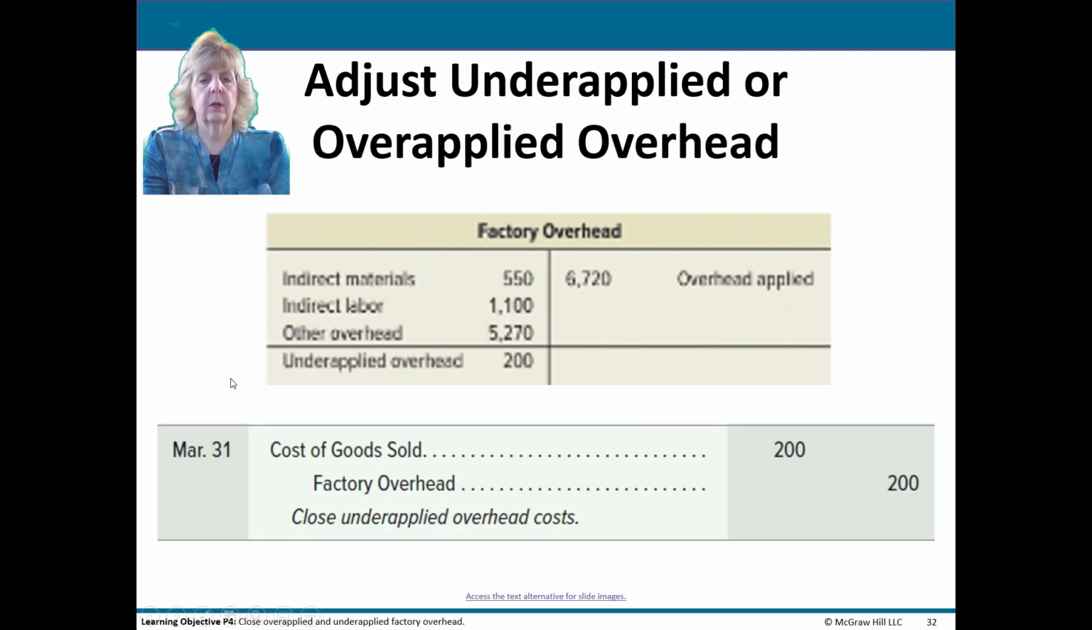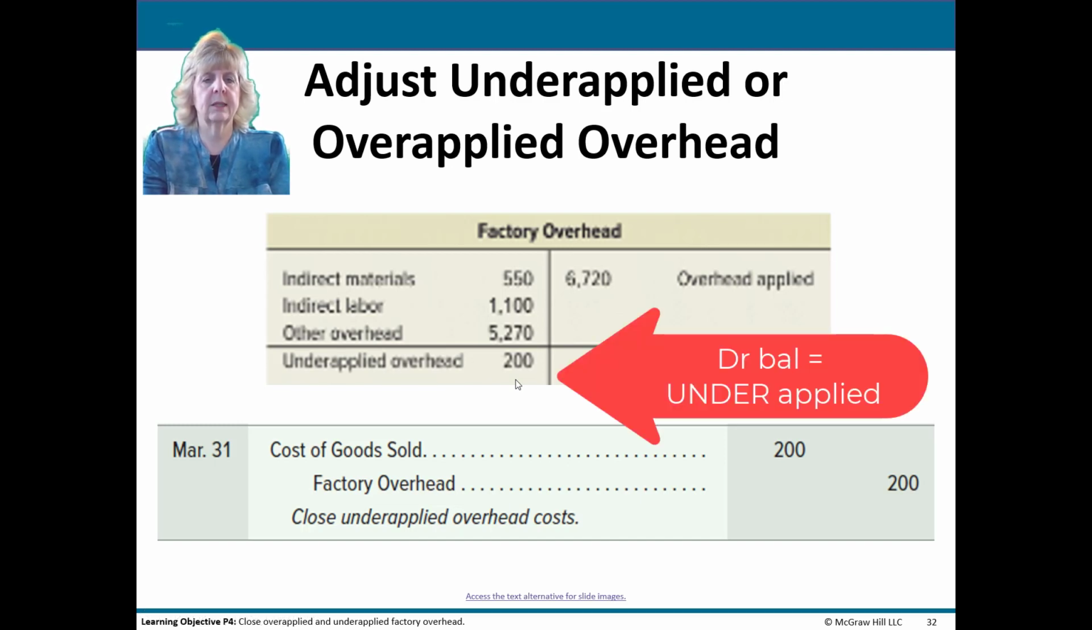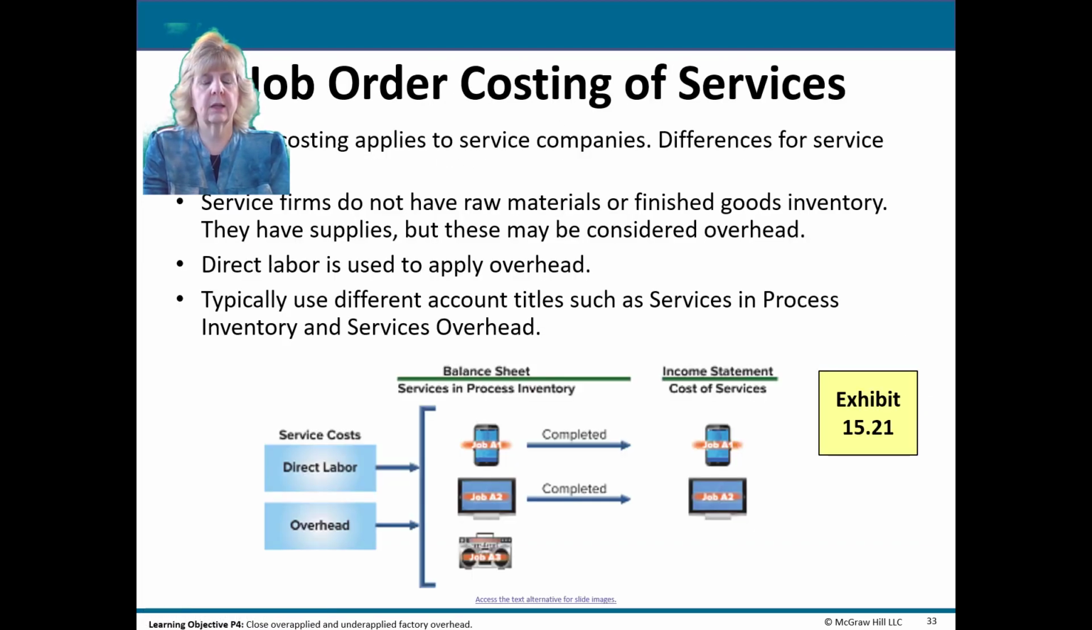In this example, you'll see that the actual overhead was less than the applied overhead. We call that underapplied. So one thing I would write down in your notes, a debit balance in factory overhead represents underapplied overhead. And in today's lecture, you'll see how we close that out. And just as often as the underapplied overhead happens, so does the overapplied. Once again, we're not perfect. We do expect a balance in that account, and we'll practice getting rid of that balance by charging it to cost of goods sold.